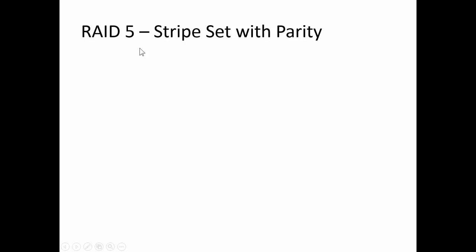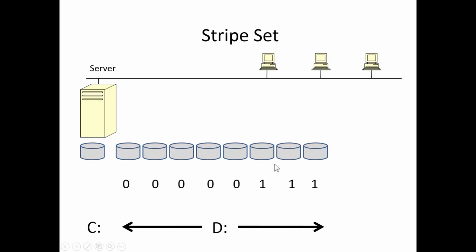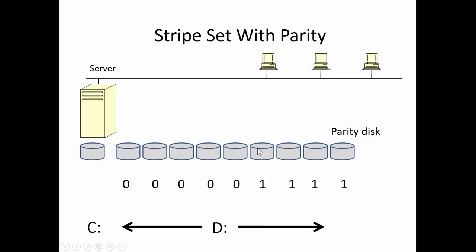Now, let's look at parity in RAID level 5, a stripe set with parity. We have a stripe set that goes across 8 disks, and the 8 bits in the 8-bit byte that represent the number 7, each bit is saved to a separate disk, and the reason they do that is so it will read and write faster. But for fault tolerance, we add a 9th disk called a parity disk, and that includes the parity bit.